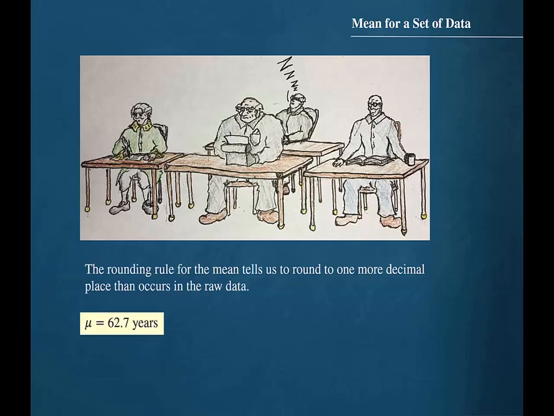The rounding rule for the mean tells us to round to one more decimal place than occurs in the raw data. So we will report the mean age for all 100 senators of the 114th Congress as of June 2016 as 62.7 years of age.